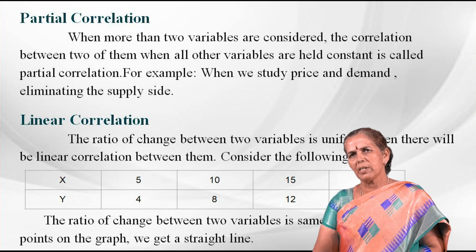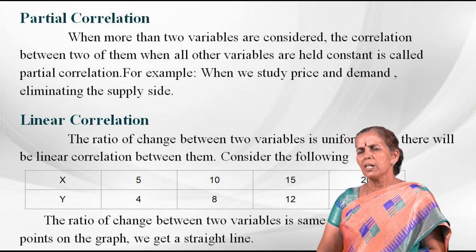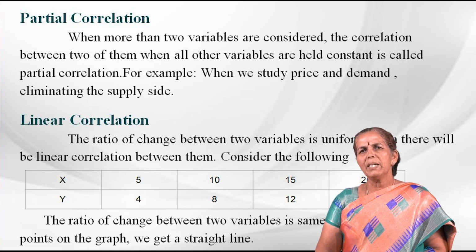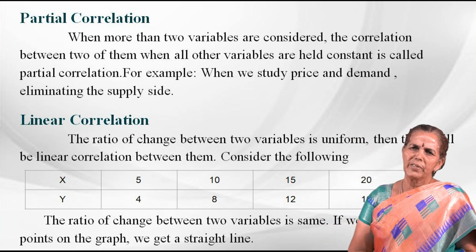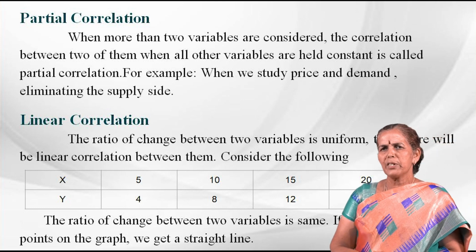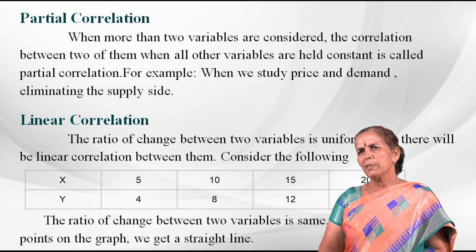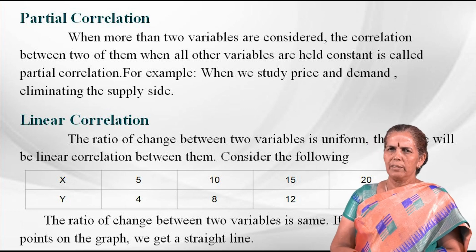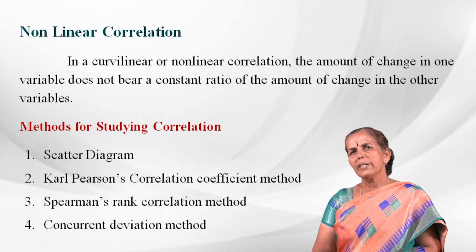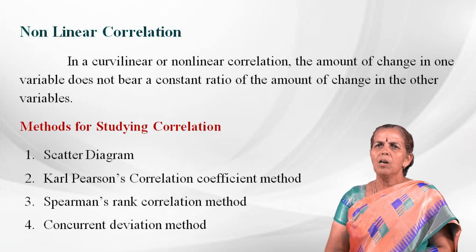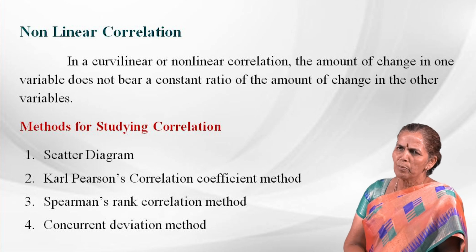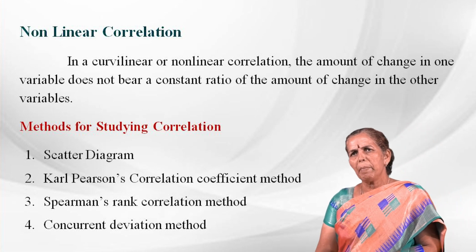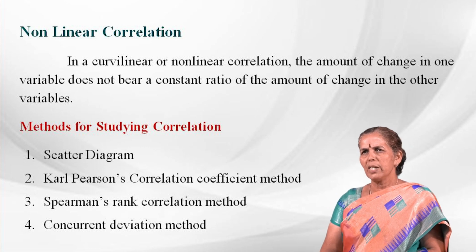Next, linear correlation. If the ratio of change between two variables is uniform, then there will be linear correlation between them. Consider the following example. x and y are related variables. x takes the values 5, 10, 15, 20. The other related variable y takes 4, 8, 12, 16. The ratio of change between the two variables is the same. If we plot these points on the graph sheet, we get a straight line. That is called linear correlation. Next, non-linear correlation. In curvilinear or non-linear correlation, the amount of change in one variable does not bear a constant ratio to the amount of change in the other variable.